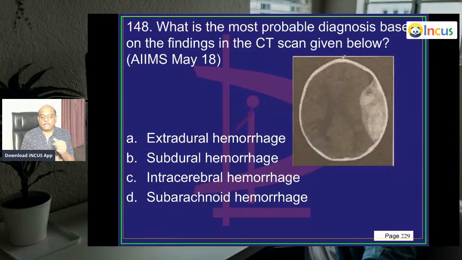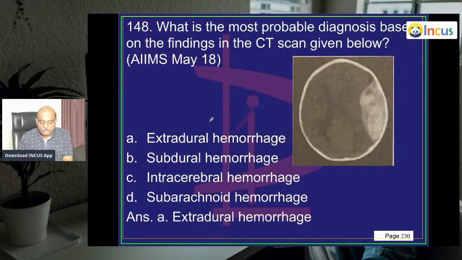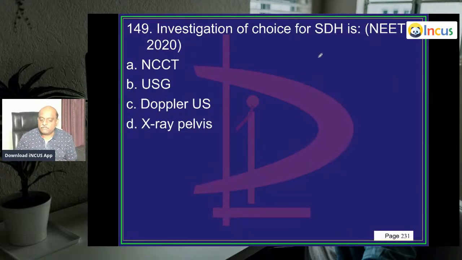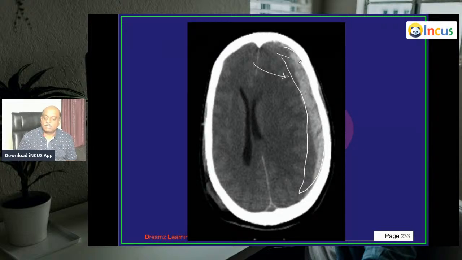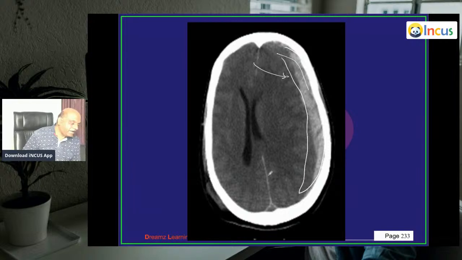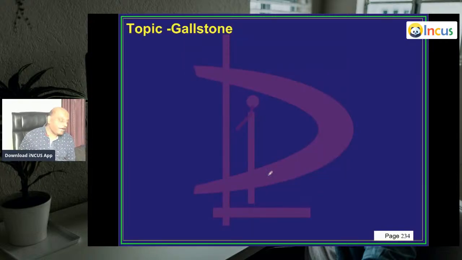Now let us see the story. What is the diagnosis based on the CT? What is this, doctor? This is a biconvex opacity. That's the reason, extradural hemorrhage. What is the investigation of choice of subdural hemorrhage? Non-contrast CT. You can see this kind of crescent-shaped long bleed in an elderly person presenting with forgetfulness as the presenting feature. So that is the story.